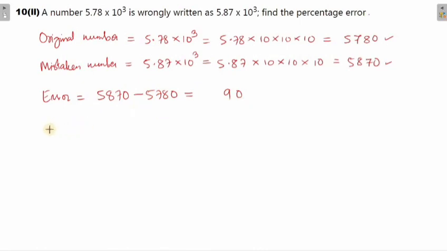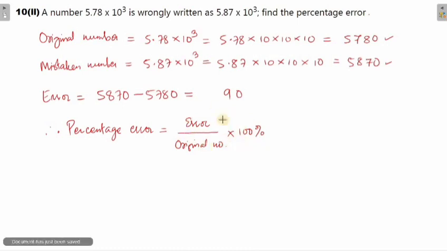Therefore, percentage error. So what is your percentage error? First you need to write the error divided by the original number into 100%. Basically this is a formula which is quite similar to, or in fact the same as, the percentage change. Change and error both represent the same thing.